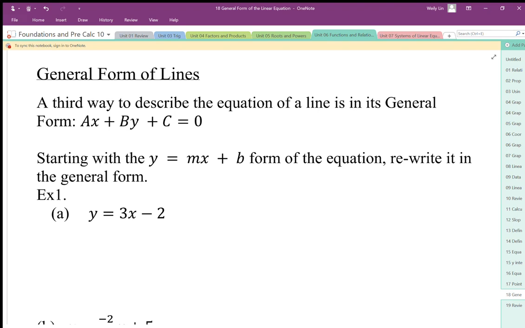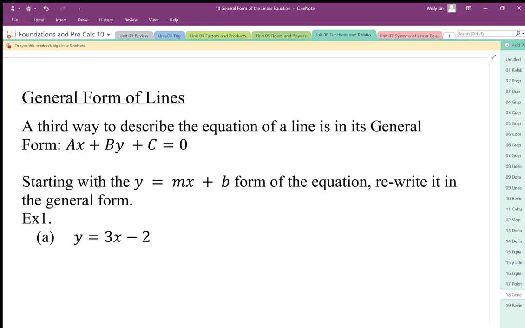The general form of a linear equation is a third way to describe a line. The first way that we learned was y equals mx plus b, where m is the slope and b is the y-intercept. We also learned the point-slope form, where m is the slope and x1 and y1 are x and y coordinates on the line.